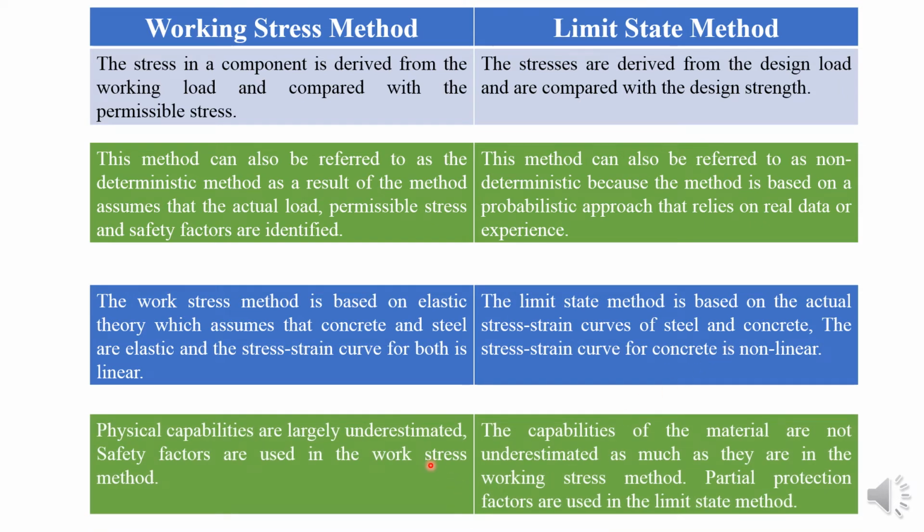In a working stress method, the physical capabilities are largely underestimated. Safety factors are used in this method. In a limit state method, the capabilities of material are not underestimated as much as they are in the working stress method. The partial safety factors are used in this limit state method.